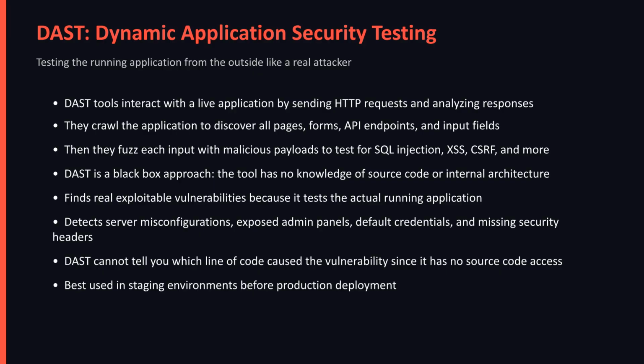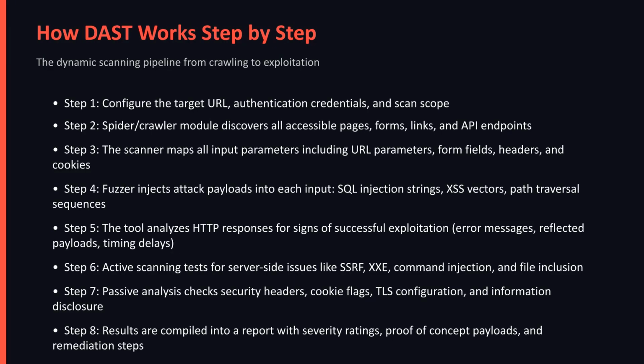Unlike SAST, DAST tests your running application from the outside, just like an attacker would. This allows it to identify runtime issues and misconfigurations that static analysis might miss. The DAST process involves crawling the application to map its structure and then fuzzing inputs with various payloads. It analyzes HTTP responses to find exploitable vulnerabilities, compiling these findings into actionable reports with proof of concept evidence.